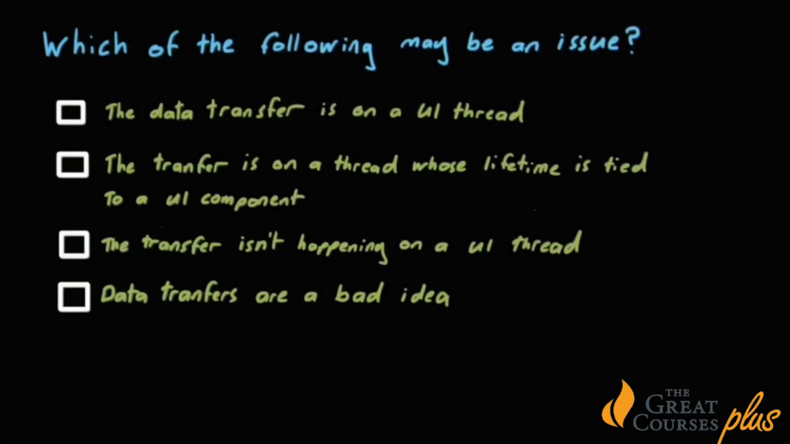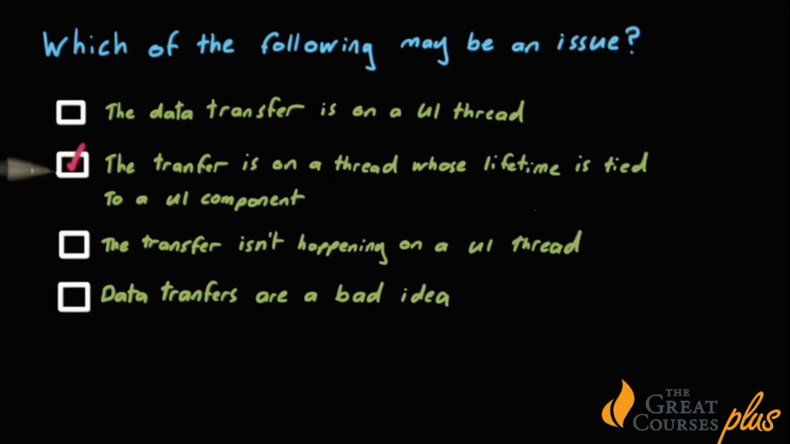But let's also take a look at our background threading model. Which of the following is potentially an issue? Well, the transfer isn't happening on the UI thread, but that's not a bad thing. In fact, it's good that it's not happening on the UI thread, so that's not a problem either. Data transfers are an integral part of most modern smartphone apps, so that's not a problem.